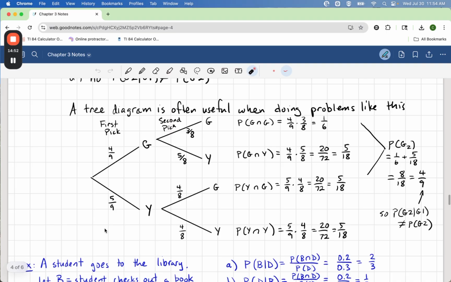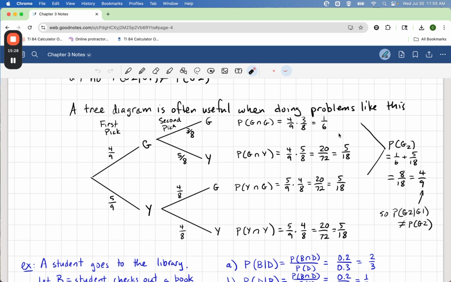So these are often useful when doing problems like this. So first pick, green 4/9, yellow 5/9. Remember, we didn't replace, and now there's only 3 greens left on the second pick. So 3/8 chance you pick a green on the second pick, 5/8 chance you draw a yellow on the second pick. And then the upside down U there means and. So the probability you draw a green and then a green, 4/9 times 3/8. You just multiply along the tree and you come up with 1/6.